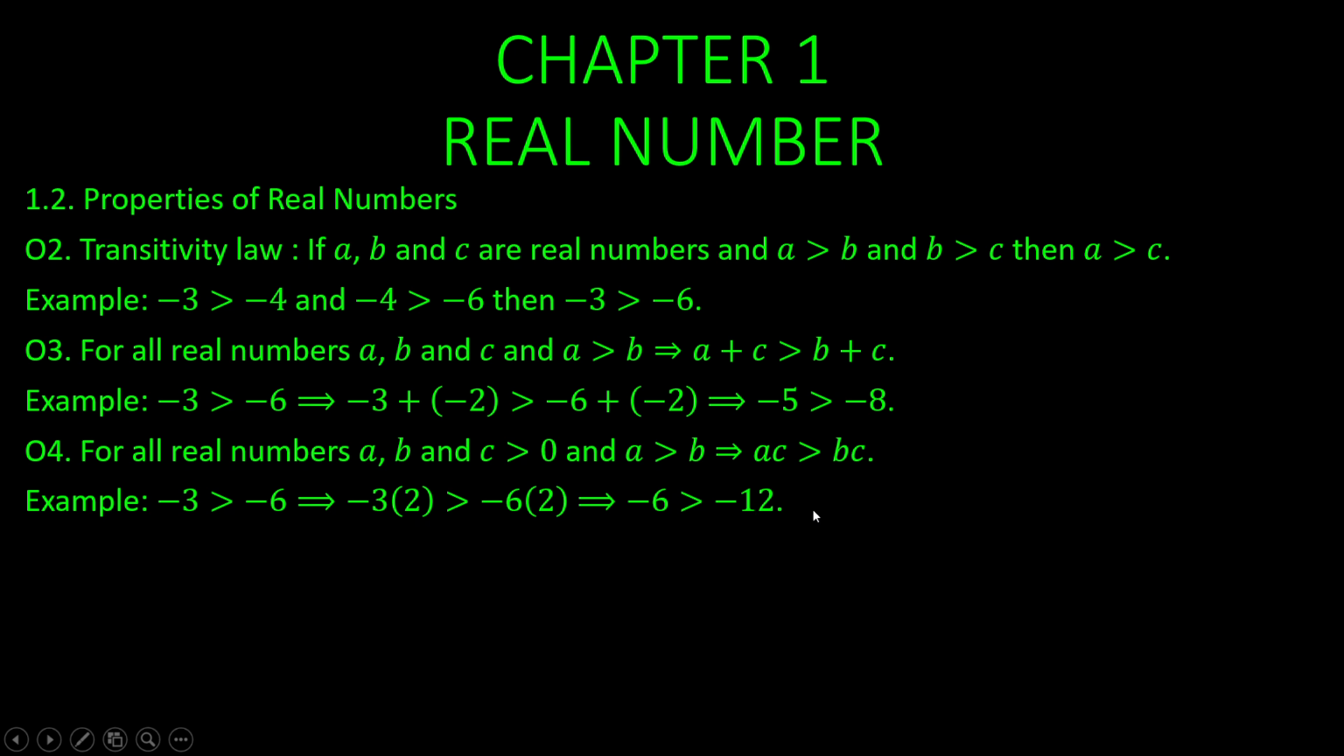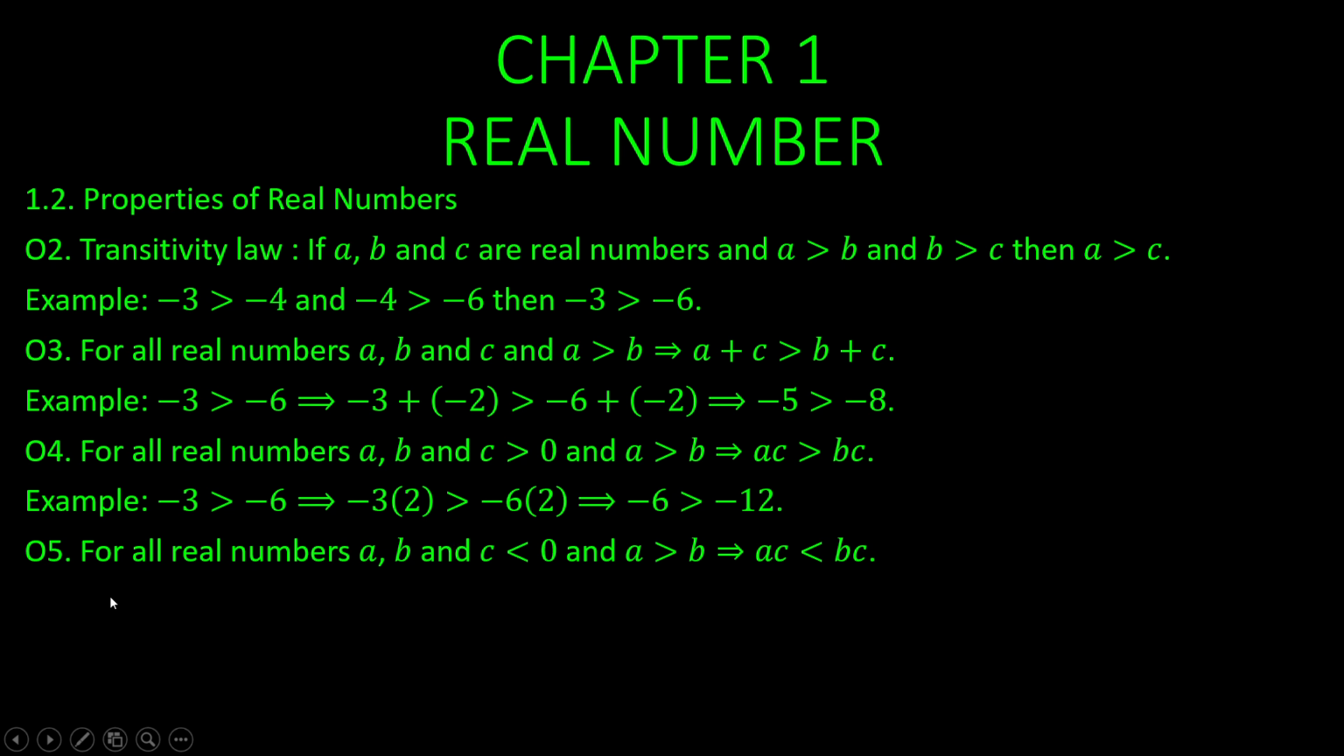For example, minus 3 is more than minus 6. It's the inequality. If we multiply both sides of this inequality by the positive number 2, then we'll find minus 6 and minus 12. And it is clear that minus 6 is greater than minus 12. So in place of the greater sign, we have to put the greater sign. That means the sign of the inequality remains unchanged.